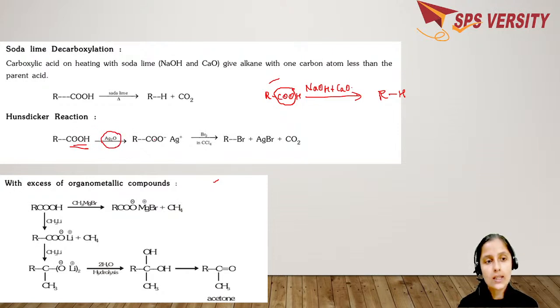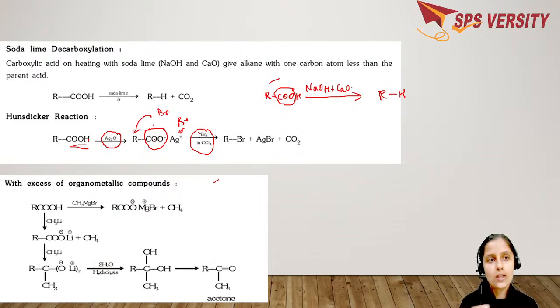And you see the silver gets added in the place of H. When it is treated with bromine in the presence of CCl4, the CO2 goes again. Here the CO2 goes, and one of the bromine combines with Ag and the other bromine combines with R. So you get alkyl halide or alkyl bromide at the end of the reaction.